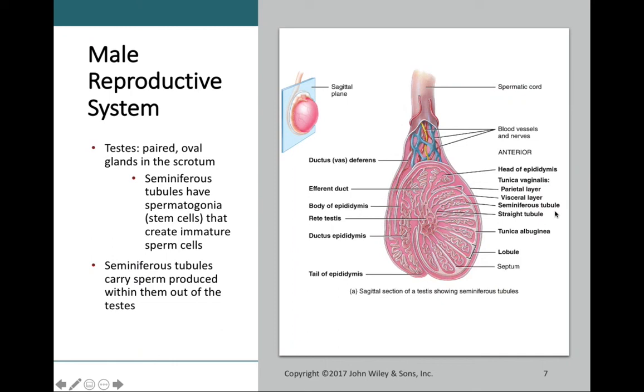Seminiferous tubules are going to be one of the most important anatomical parts of the testes that I'm going to talk about. These are the structures that will produce the sperm cells that will ultimately be used for reproduction. The seminiferous tubules will contain specialized stem cells, known as spermatogonia, that are going to give rise to new sperm cells. The seminiferous tubules are actually tubes, and they're all going to connect through this structure here, known as the rete testis. The rete testis is going to lead into the efferent ducts, which will eventually enter into the epididymis.